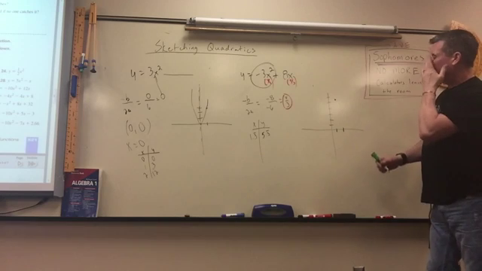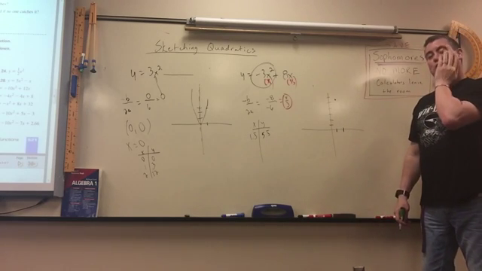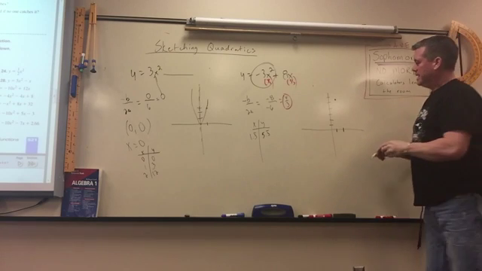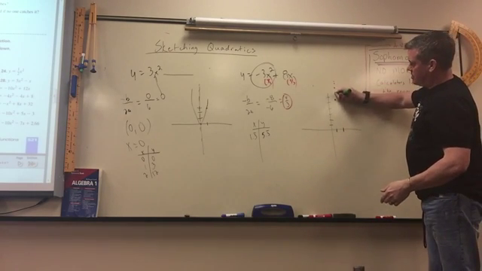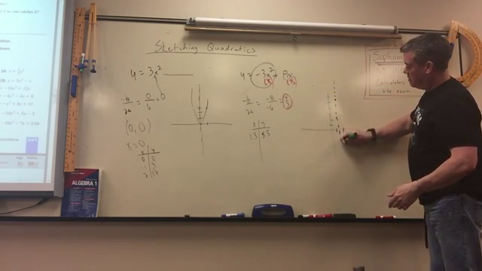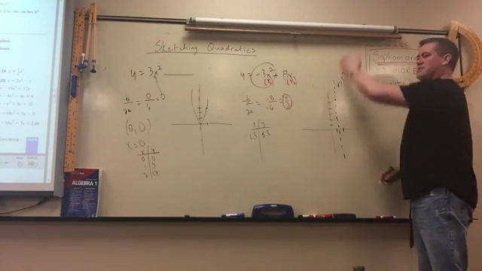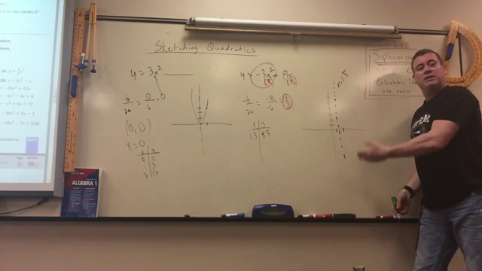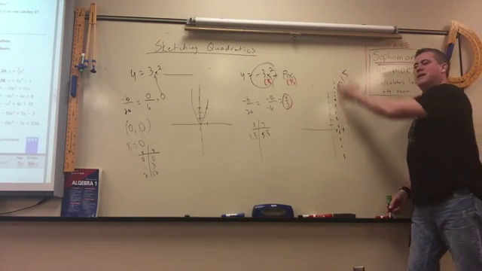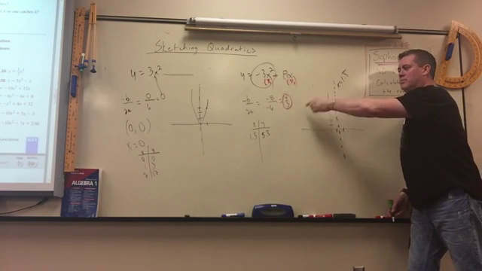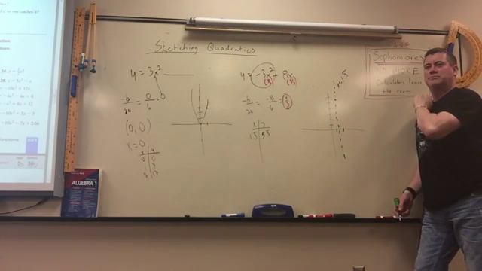Does it open up or down? Down. So all I really need is maybe 1 or 2 points to see how wide it is. Now this is the axis of symmetry. X equals 1.3 repeating is the line that cuts it down. So you're always going to sketch in that dotted line there. It'll help you for sketching the parabola.